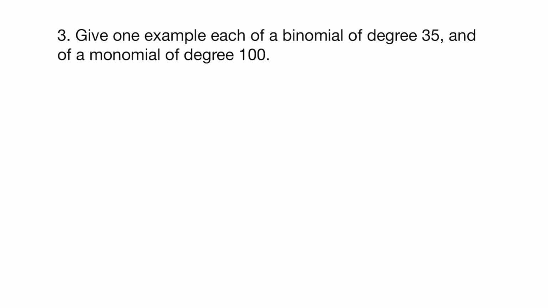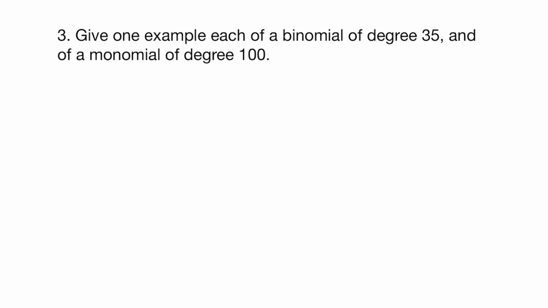Now, we have already covered the first two questions of our exercise 2.1 and we also solved an example, right? Now, we are continuing with the exercise 2.1 and we are going to solve the rest of the questions in this video. Starting out with the third question. Let me just read you the question first. Give one example each of a binomial of degree 35 and a monomial of degree 100.